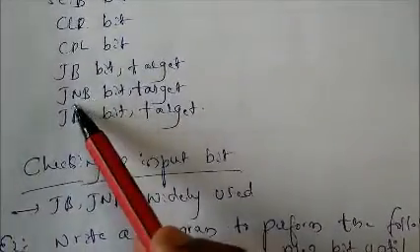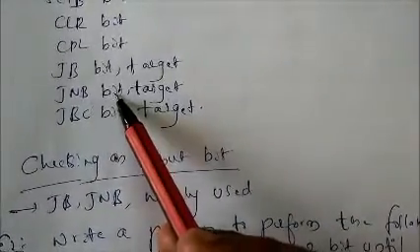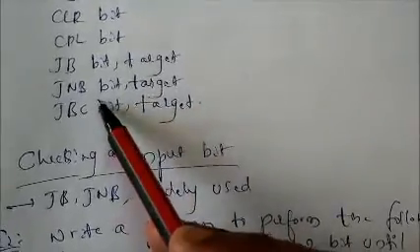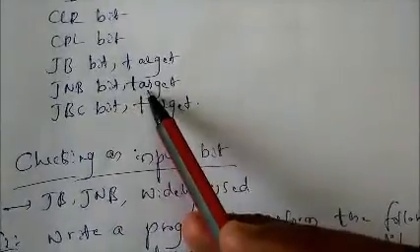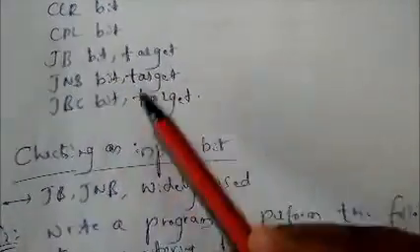Similarly JNB, jump if not bit, target. That means with JNB P1.2, if P1.2 has logically 0, then it will make the jump to the target address. So in the earlier case it was logically 1, and in this case logically 0.